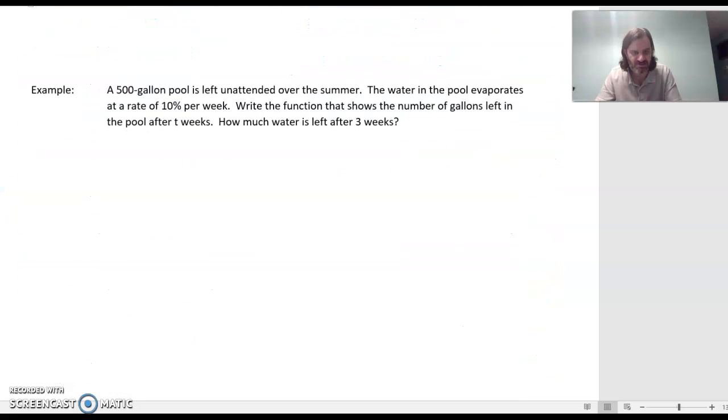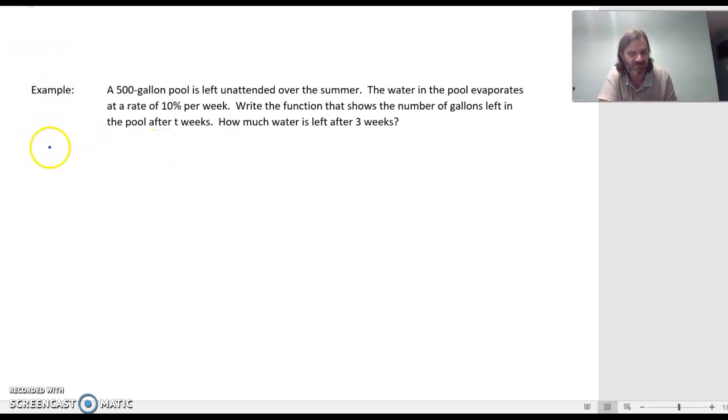Next example here. Should be the same idea. So it says a 500-gallon pool is left unattended over the summer. The water in the pool evaporates at a rate of 10% per week. Write a function that shows the number of gallons left in the pool after t weeks. Okay, and again, how much is left after 3 weeks, but everything is in terms of weeks.